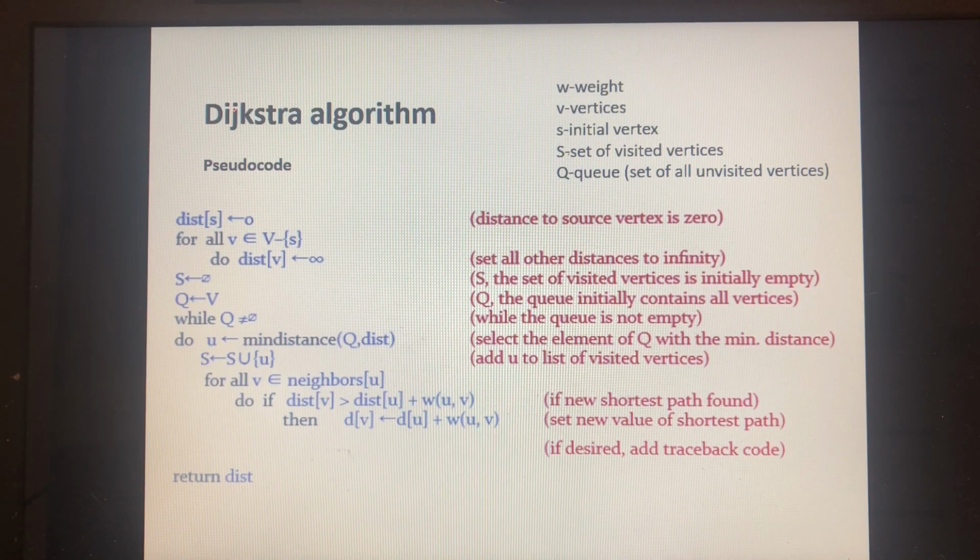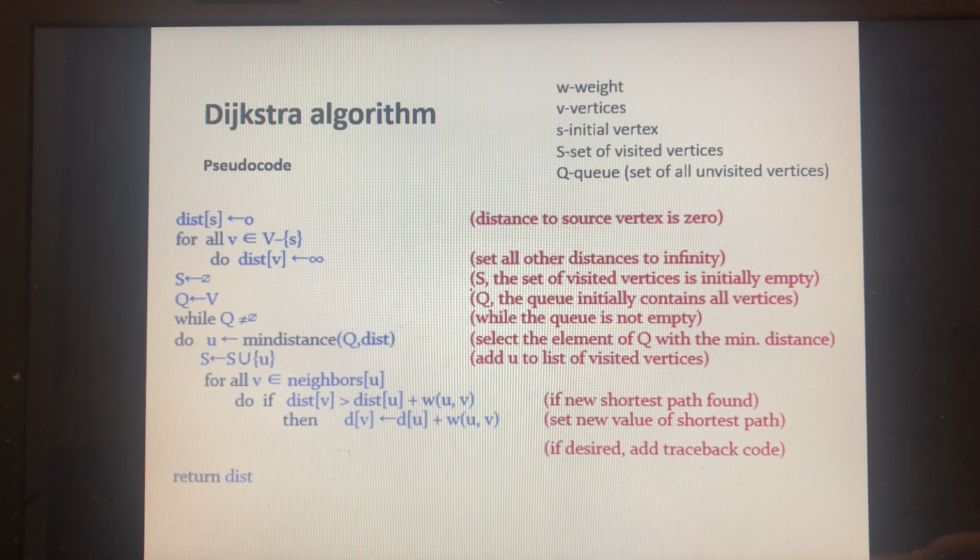Now this is the pseudocode. You can go deeper in details by yourself. So the basic things: the distance to the source vertex, initial vertex S, is 0 as we marked. V is the set of vertices, so for all vertices other than the initial, the distance is marked infinity.